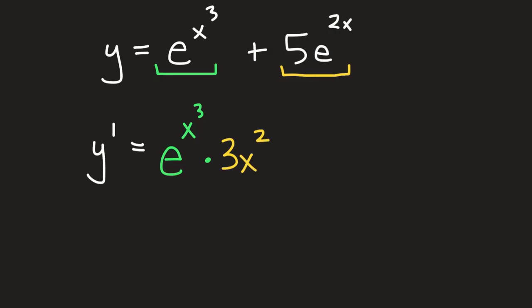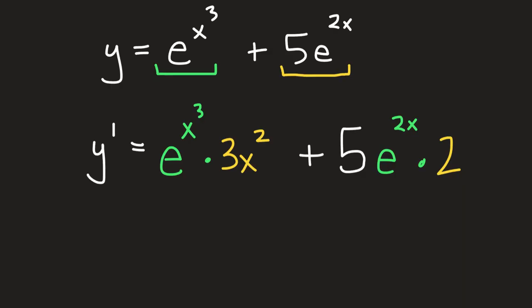times the derivative of x cubed, which is 3x squared. Plus 5 is going to hang out there while we take the derivative of e to the 2x, which is itself times the derivative of 2x, which is 2. So when we're taking the derivative of an e, if there's a number multiplied by it, leave the number alone and take the derivative of your function.